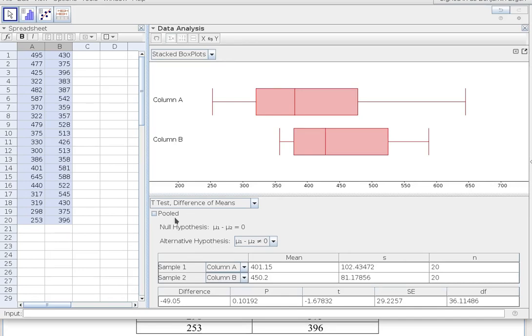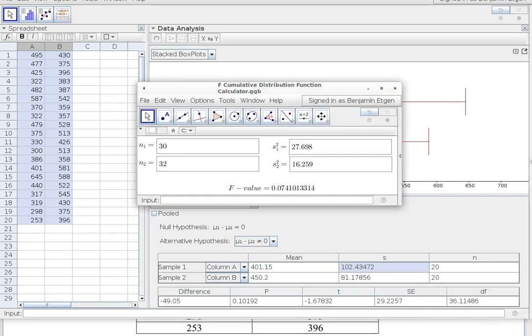So just as a kind of preview, when we do that, we're going to be asked whether we can pool that data. So I'm going to copy the standard deviations for the samples, that is the S for this first column. Remember the sample was 20 for that, and I'm going to go into the F cumulative distribution function. So our first sample had a size of 20, and let's plug in the standard deviation. Oh, that's a lot of decimal accuracy there.